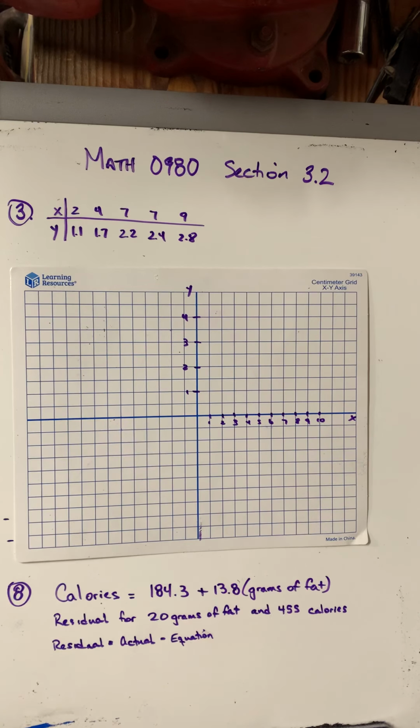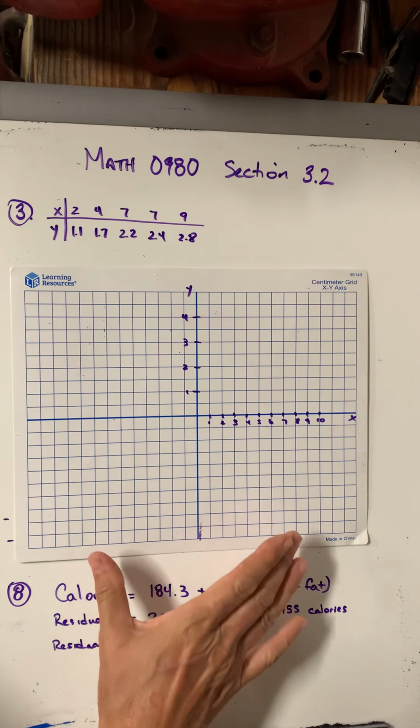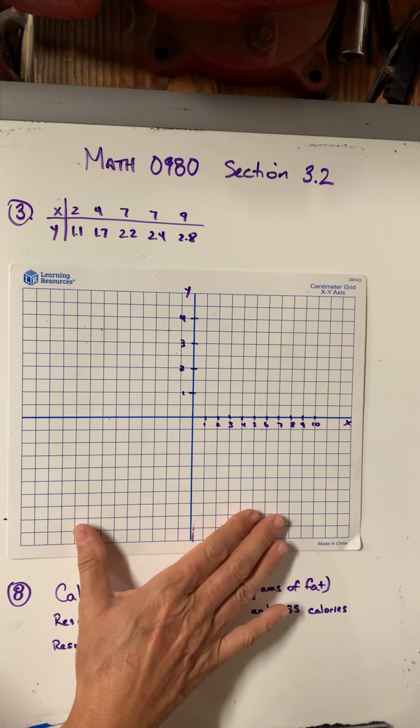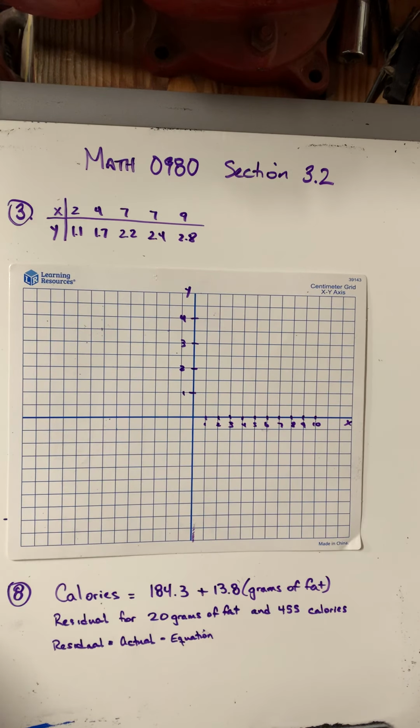Hi, this is section 3.2 for Math 980. And what we're going to do today is something very similar, well, almost identical to what we do in a section of statistics. So for those of you taking statistics after this course, you will be working with these kinds of problems as well. So what we have are these groups of data.